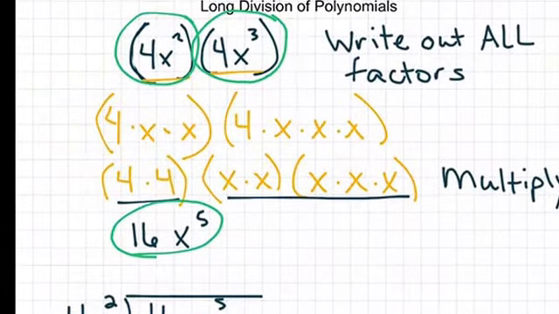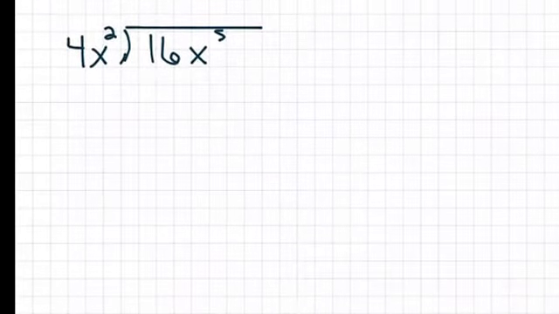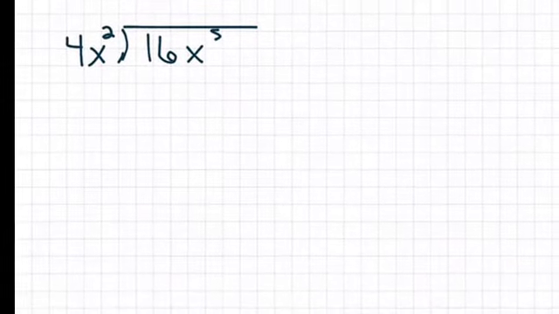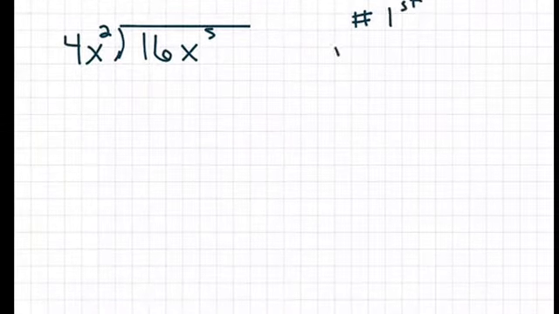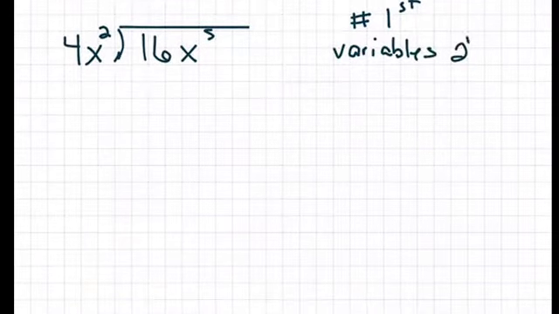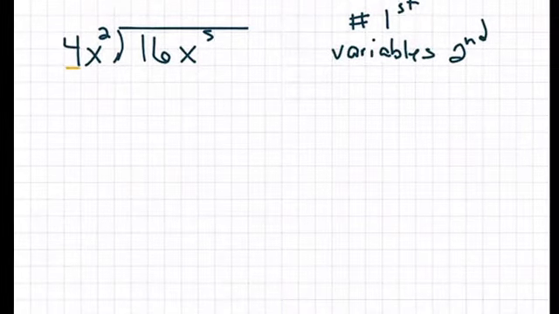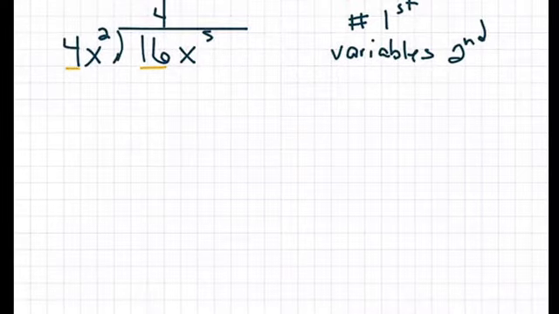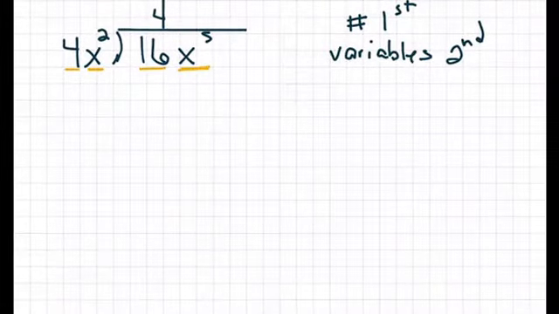Now remember, 4x squared was one of our original factors. Okay, let's do our numbers first and our variables second. I'm going to break this down so that it's still just pretty basic. So 4 goes into 16 4 times. Now, x squared times what will give me x to the 5th.